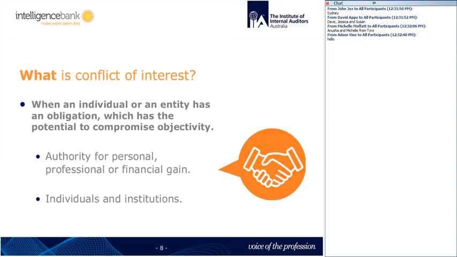So the first point here is, what is a conflict of interest? That's a big topic, because it's actually not when somebody does something bad, or illegal I should say. It's when an individual, a company or an entity has an obligation which has the potential to compromise objectivity. For a conflict to be actual, it doesn't have to have happened yet. It can just be there as well. Usually what happens is somebody is using their position of authority to gain personal, professional or financial gain given the situation. Again, this can happen to both individuals as well as institutions. That's a really important thing to keep in mind.